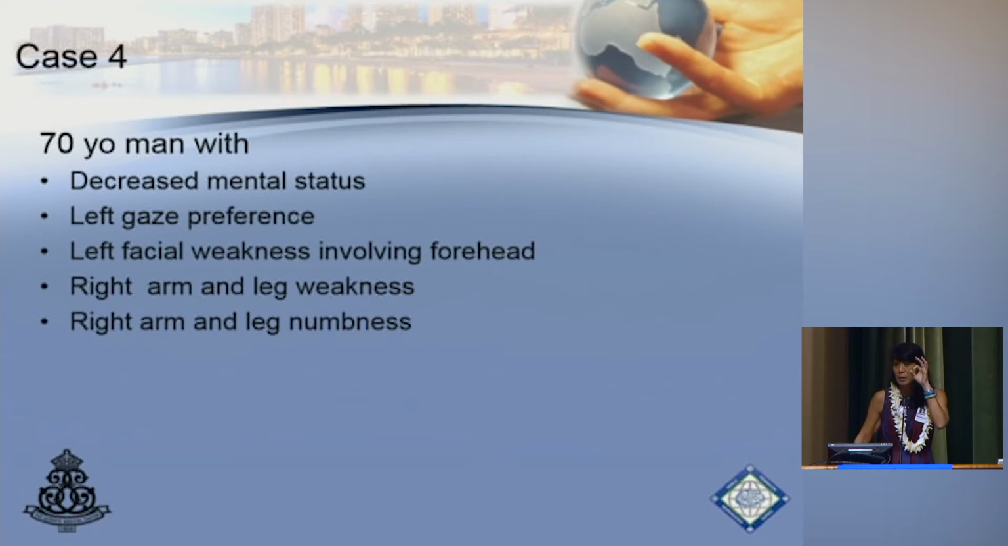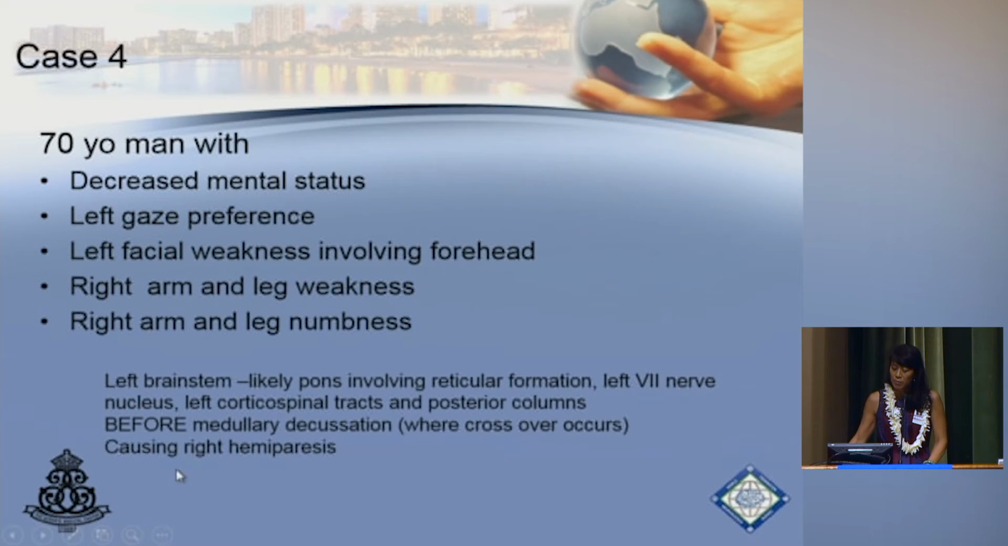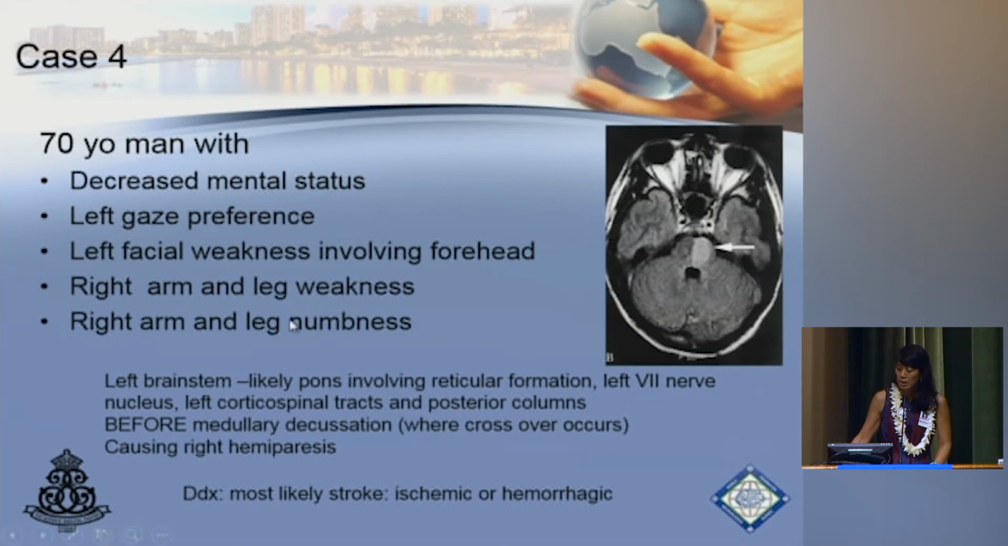And they have right arm numbness and weakness. So now what's happening probably is this patient has a parapontine lesion, so something in the pons on this left side. Does that make sense? So their decreased mental status, the left gaze preference, the left facial weakness, and the right arm and leg weakness. So left brainstem, likely the pons involving that reticular formation, so they're a little sleepy. The left seventh nerve, the left corticospinal tract causing the right side weakness. So that's before the decussation. The decussation happens in the medulla. So we could localize that to the brainstem. So this patient had a left brainstem lesion here.